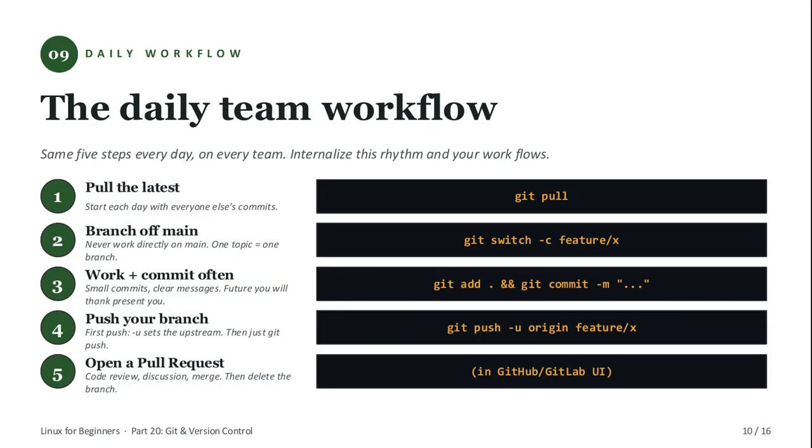With remotes in place, here's the rhythm you'll repeat every single day on every team you join. Start by pulling the latest so you're working on top of your teammates' commits. Then branch off main. Never work directly on main. One topic gets one branch. Make small, frequent commits with clear messages. Push your branch up with the -u flag the first time to set the upstream. And finally, open a pull request in GitHub or GitLab for review. Merge, delete the branch, and tomorrow you do it all again.